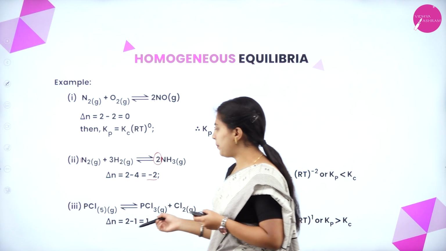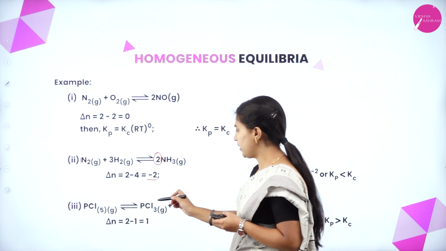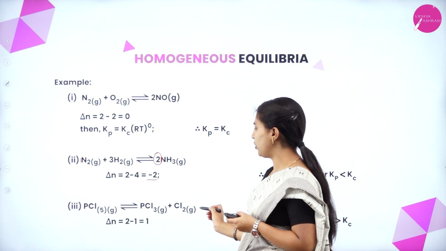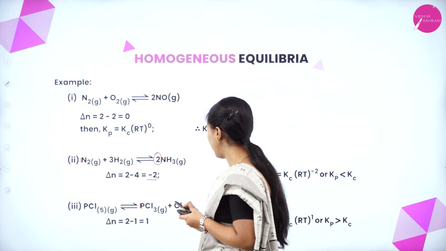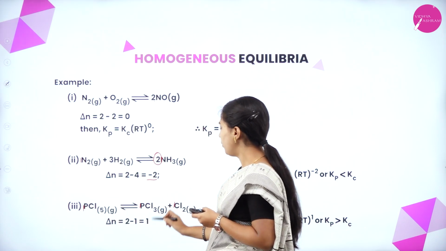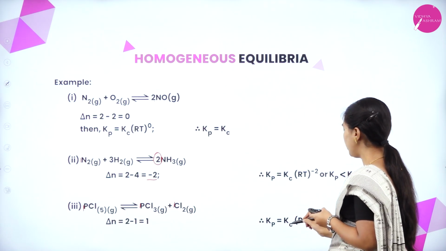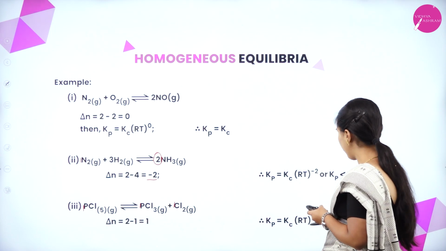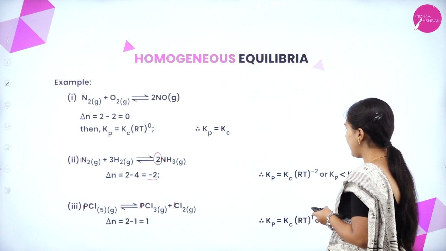We'll see another example. PCl5 gives rise to PCl3 plus Cl2. What is the product? Overall 1 and 1, 2 will happen. Here 2 minus 1, 1 equal to 1. So Kp equal to Kc (RT) to the power 1. So Kp is greater than Kc.